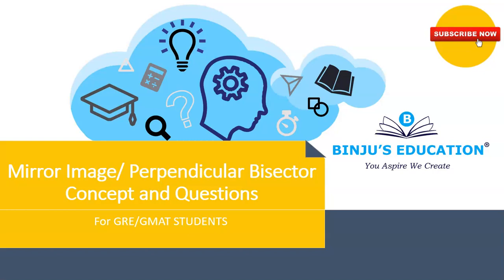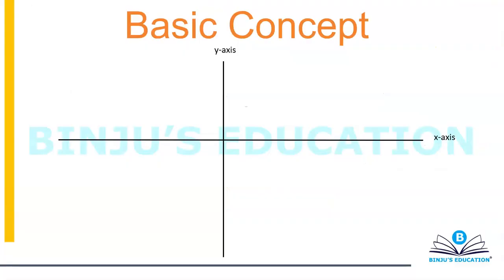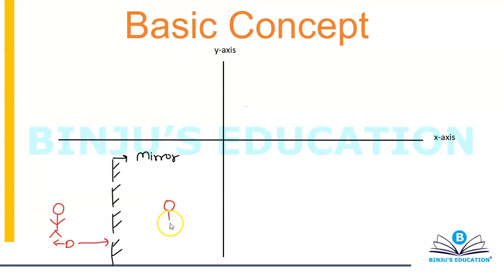Alright, so let's begin with the basic concept first of all. So let's first understand what is meant by the concept of mirror image. Okay. Now this concept that we'll be using here basically goes back to our 10th standard concept. So for example, let's suppose this is the mirror. The concept was something like this. The distance of the object from the mirror is basically equal to distance of the image from the mirror.